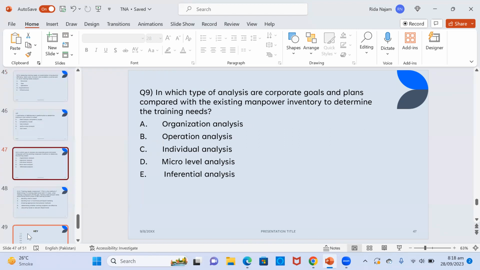Question 9. In which type of analysis are corporate goals and plans compared with existing manpower inventory to determine the training needs? A, organizational analysis, B, operation analysis, C, individual analysis, D, micro level analysis, or E, inferential analysis. C. No, A.